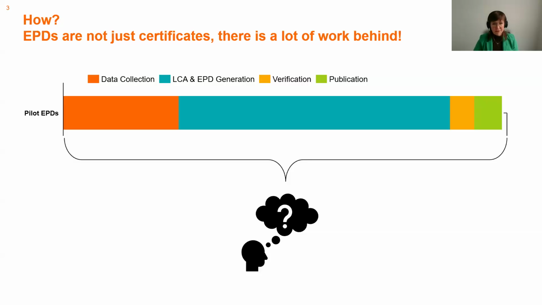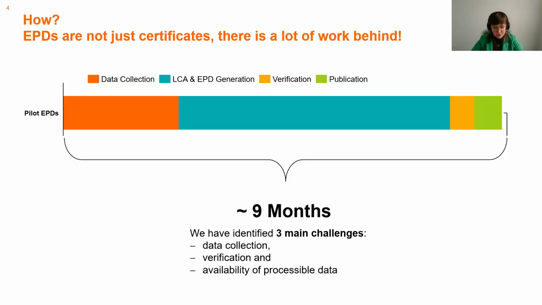And of course, that's not a one-by-one process, it's more an iterative process at all. And yeah, the question to you somehow is to think about how long you guess our first EPDs, the pilots, took us. As you can see, maybe, or can imagine already, EPDs are not just certificates, there's a lot of work behind. So it took us around about 9 months for our first EPDs.